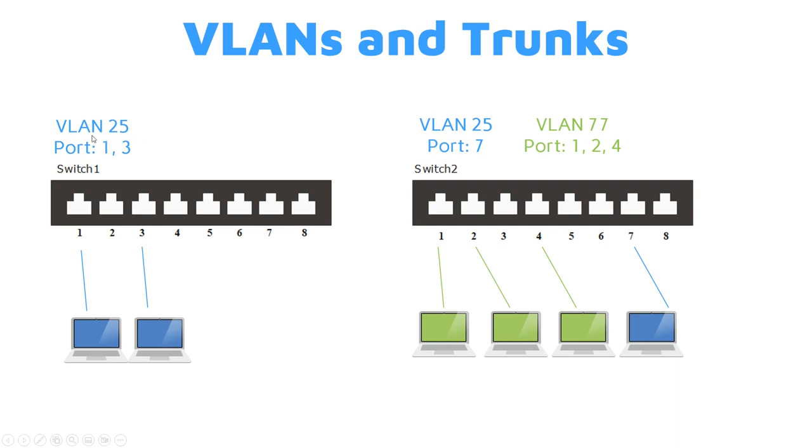Why would you use a VLAN in the first place? What's the goal? The goal is to isolate these devices. Do you agree with me that when you think about switch number 2, we have green PCs and blue PCs. We want to isolate them. This means that green PC number 1 cannot talk to this blue PC by default. We want to isolate them, group these devices. That's the idea behind VLANs. We want to group these devices.